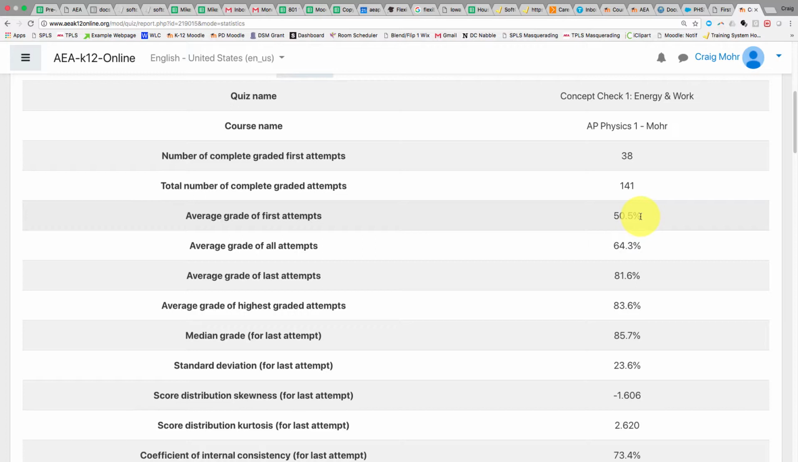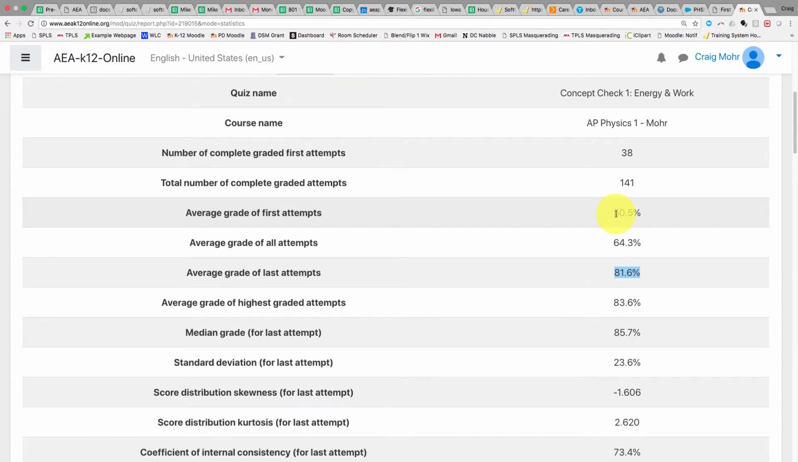Interestingly, when you have this stuff set up, pretty robust on Moodle, people will use this to replace homework. So I saw a lot of kids using this to learn. This is evidence of that. On the first attempt, they're getting 50. On their last attempt, they're getting 80. So rather than doing homework problems to learn some of this stuff, they're using the multiple attempts on concept checks to learn it.